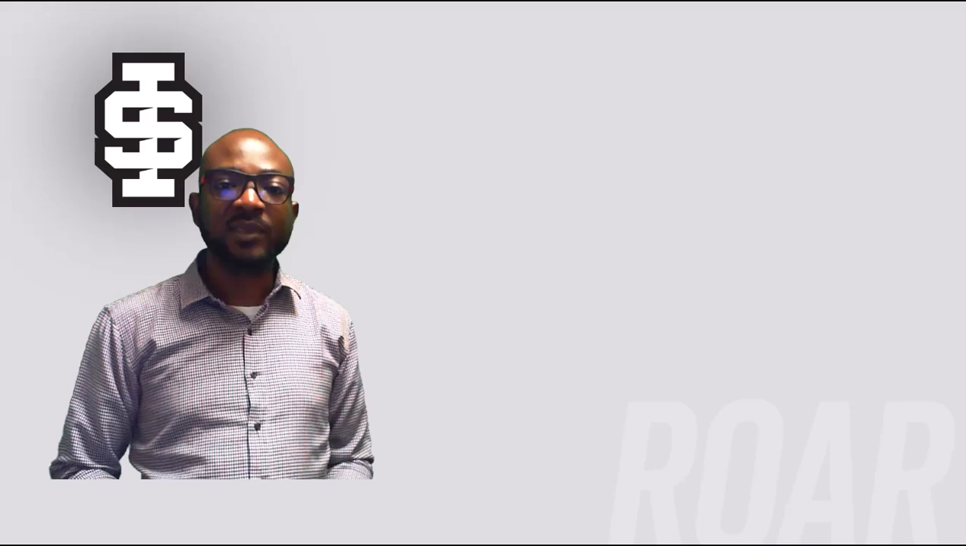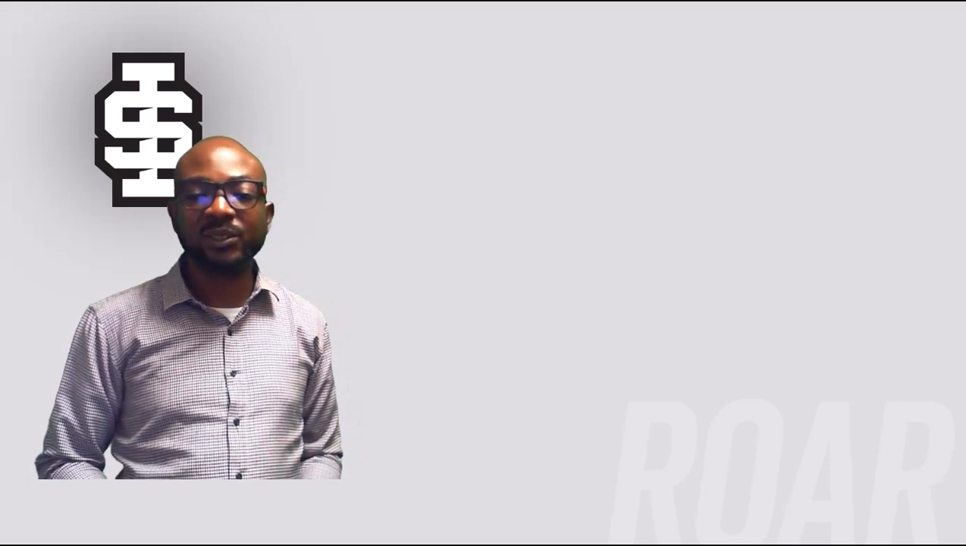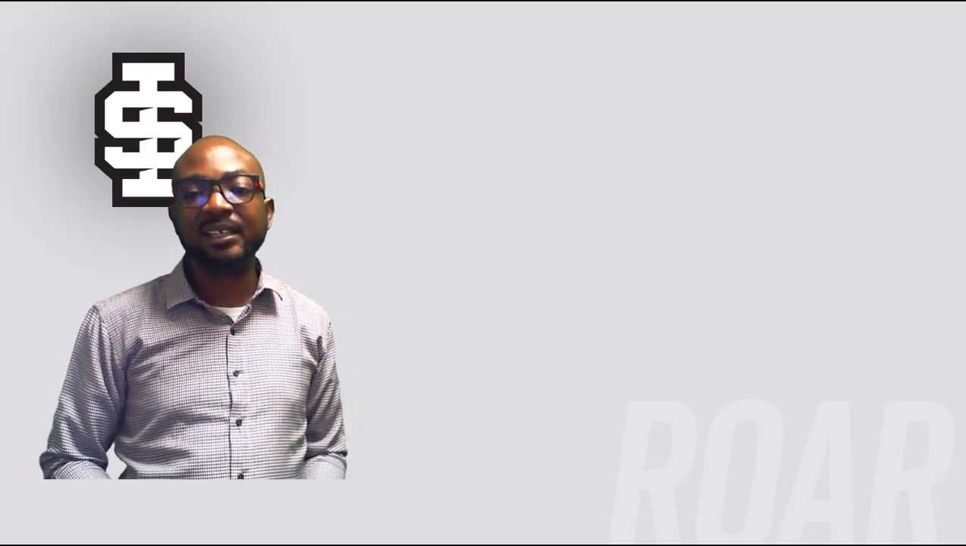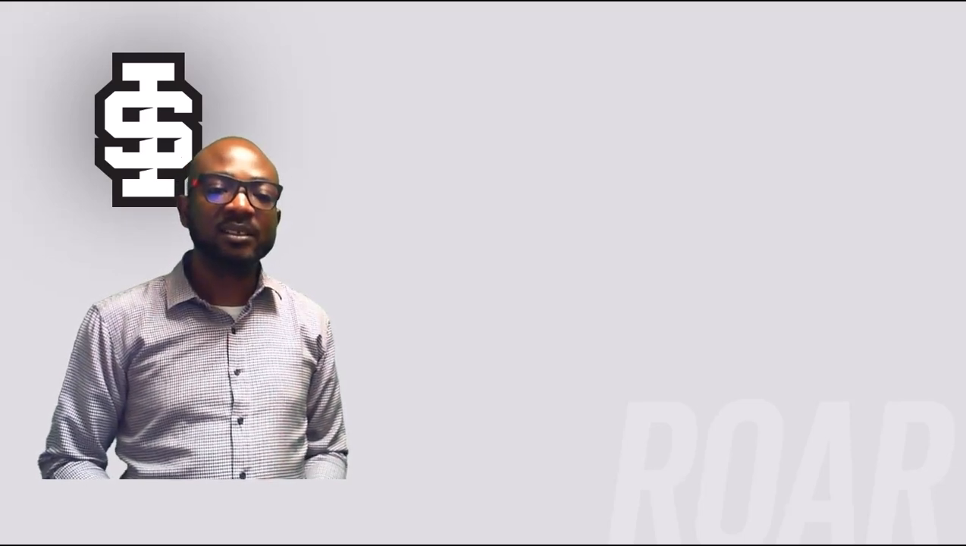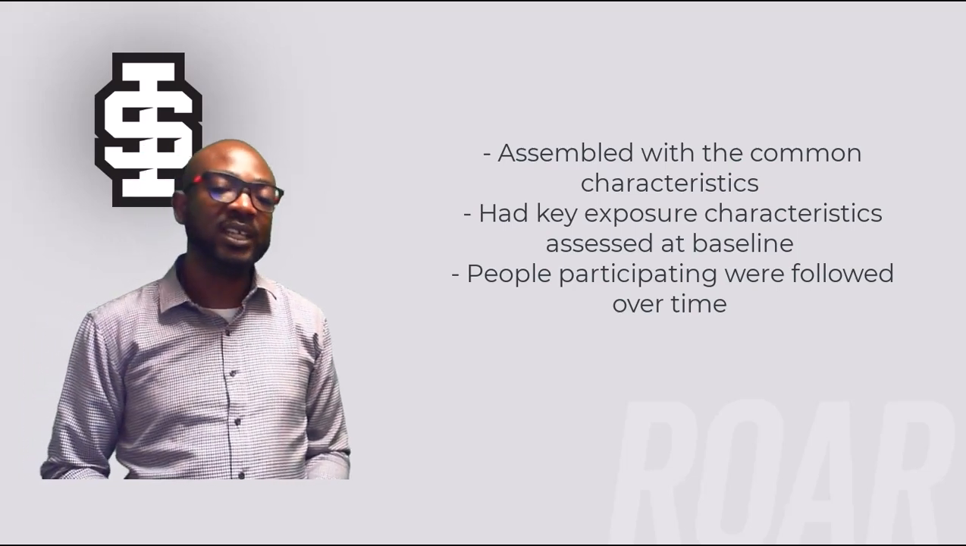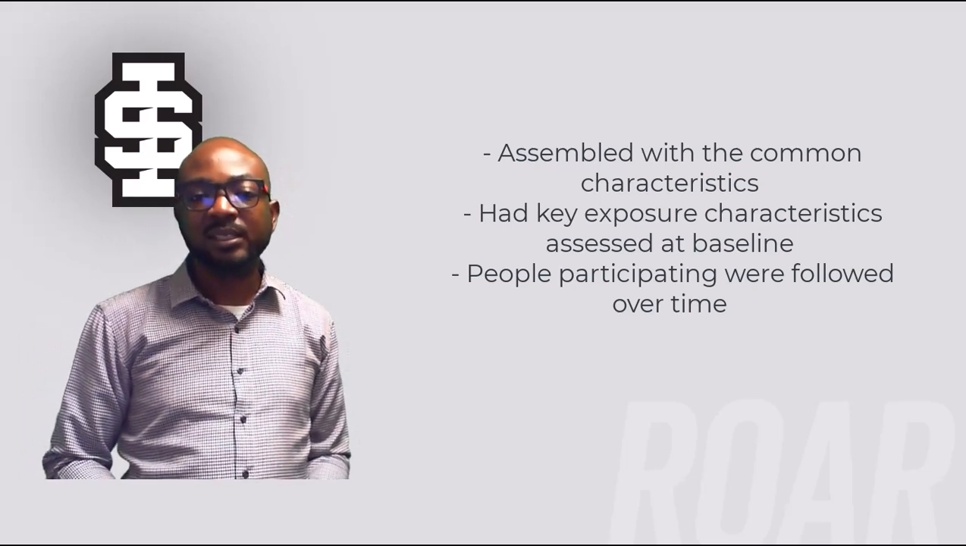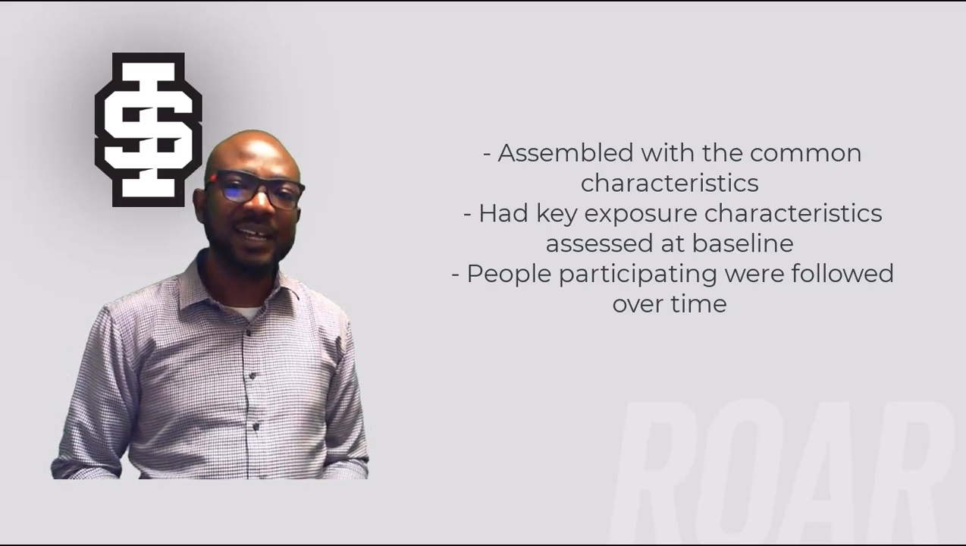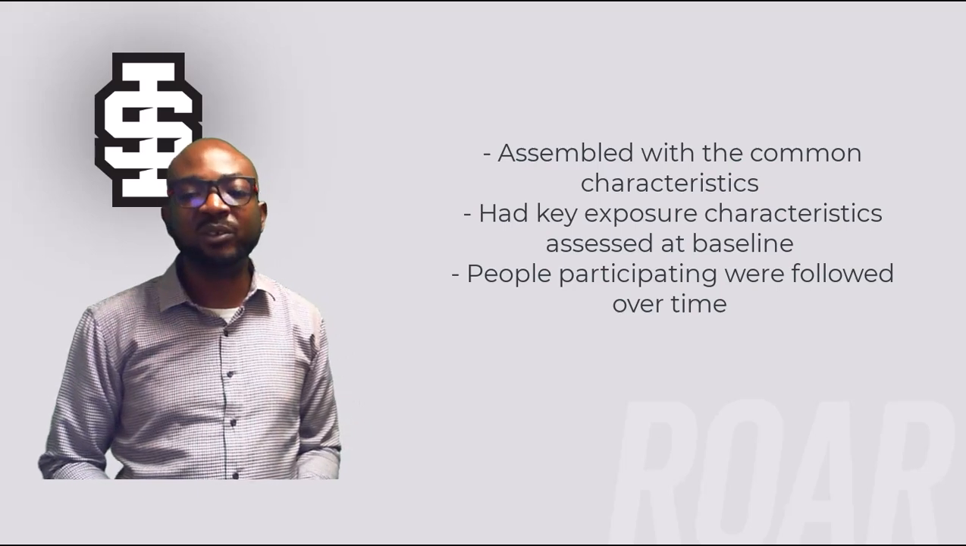In the United States, you may have heard of cohorts such as the Women's Health Initiative. This cohort was comprised of 93,676 postmenopausal women between the ages of 50 and 79 and followed for approximately 8 years. Other cohorts include the National Children's Study, a cohort of pregnant women in the United States, and the Framingham Heart Study. What do all these cohorts have in common? They were assembled with common characteristics such as age and gender in mind. These cohorts then had key exposure characteristics assessed at baseline, and then the people participating were followed over time.